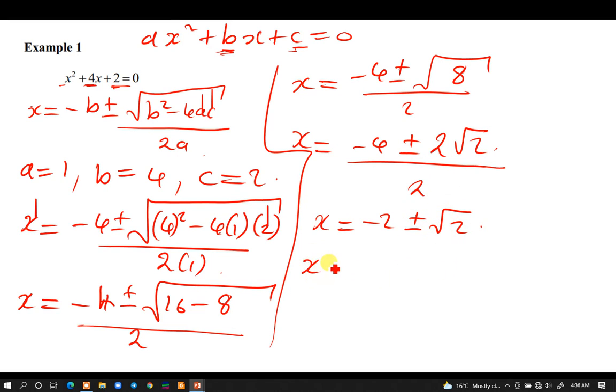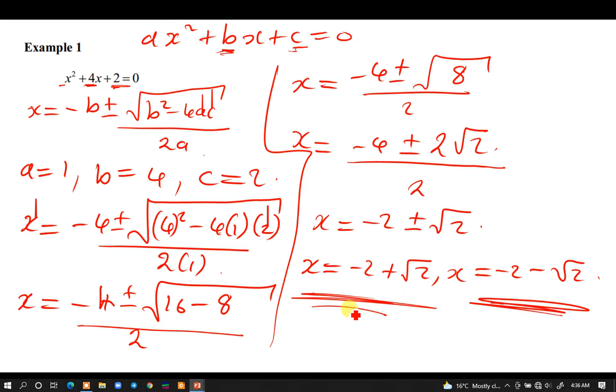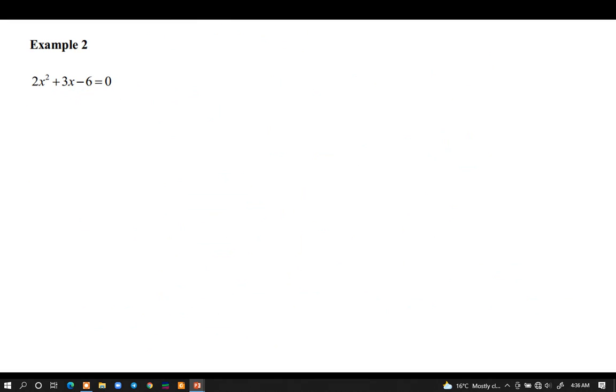So the first value of x will simply just be negative 2 plus the root of 2. Then the second value of x will simply just be negative 2 minus the root of 2. So these are the two values of x we have found using the quadratic formula. Let's quickly move on to the next question.